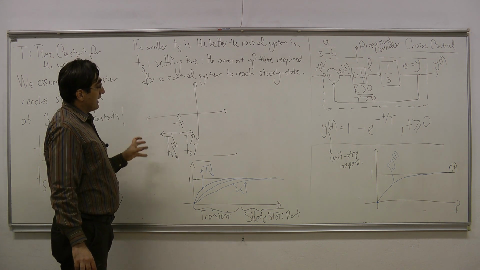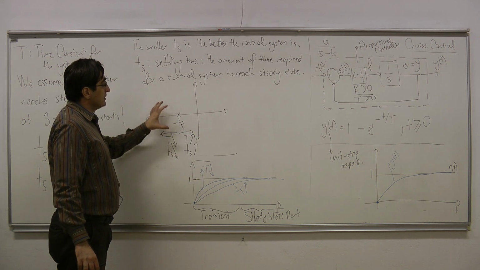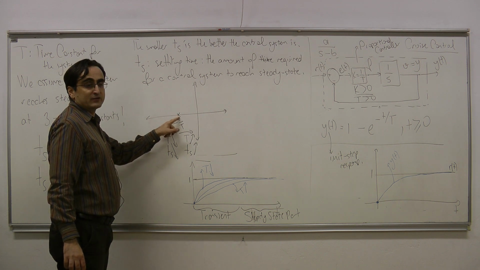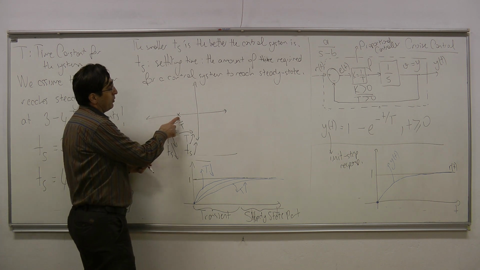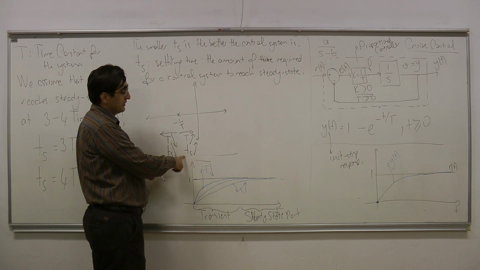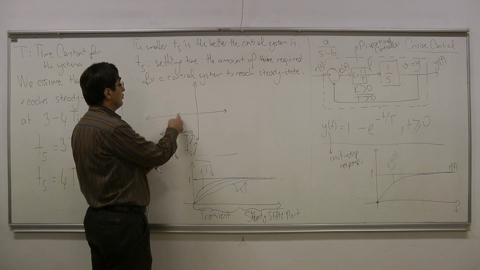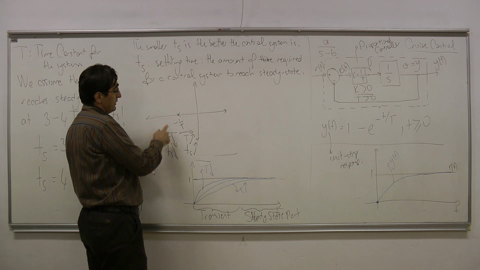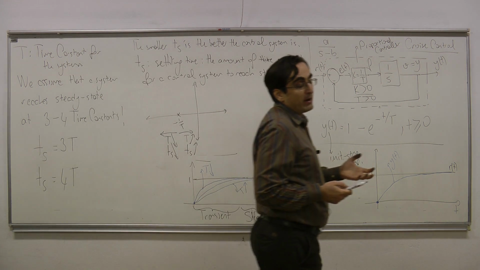So what we are going to say is that the transient performance of a system is dependent on how close the poles of the system are to the imaginary axis. If the poles of the system are close to the imaginary axis, then that control system becomes very, very slow. If the poles of the system are further away from the imaginary axis, if they are towards the left, then that control system is better.